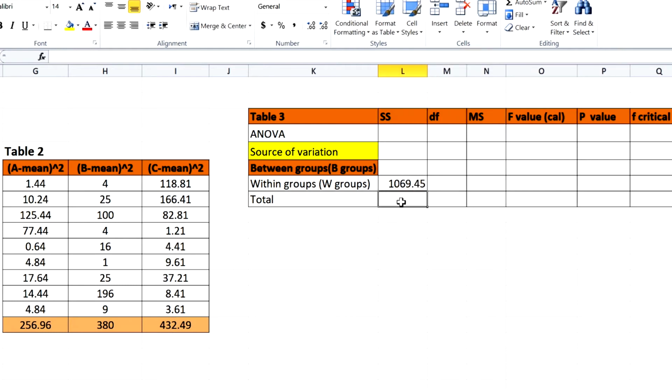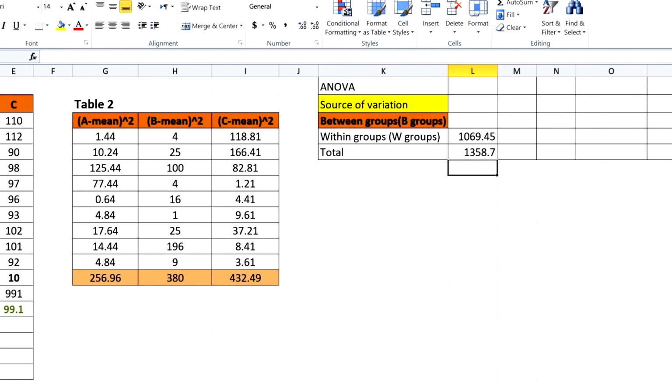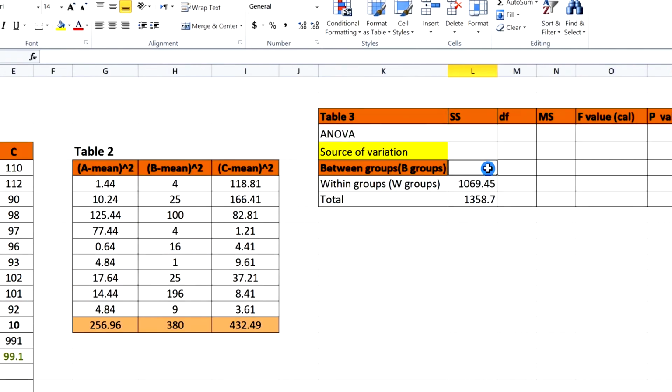Then total equals the sum of squares minus this correction factor calculated from the first table. Enter. Then you can calculate the between-group variability: the sum of squares for between group is equal to total minus the sum of squares within group. Enter.